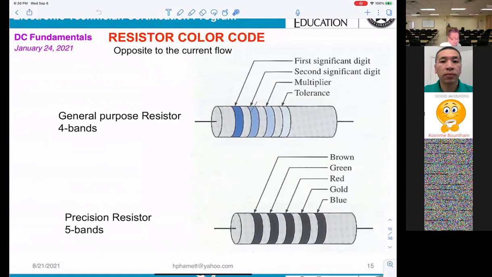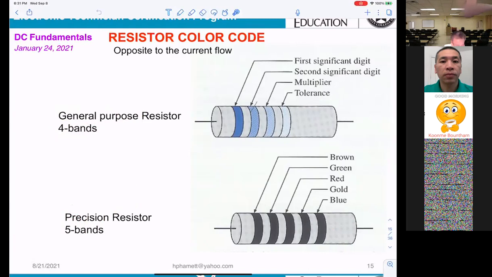Okay? If you are working as an assembler and you look at the color code, you can tell the value of the resistor. Okay? As a technician, if you know that, that's good. However, if you don't know, we have to use another way to get the value. Right now, I'm talking about the color code to make sure everyone knows that by looking at the colors, you can identify the value. Okay? So for general purpose, there are 4 bands. For precision, you get 5 bands.